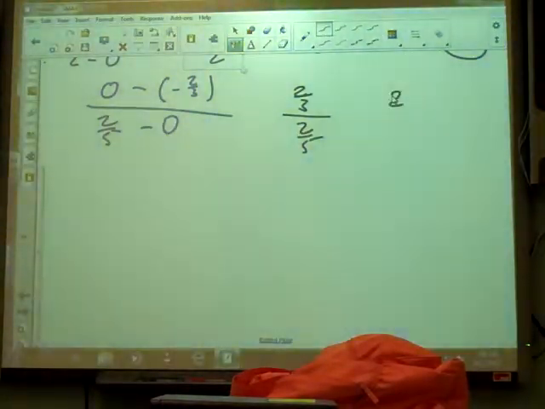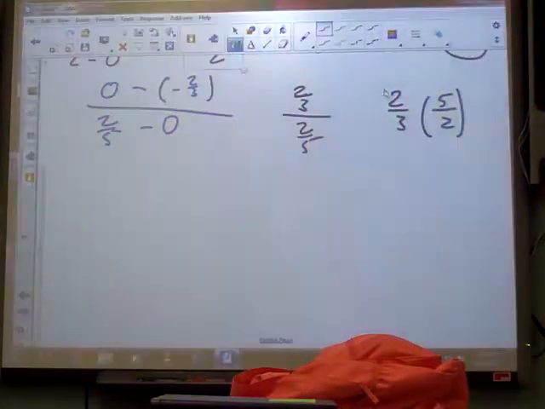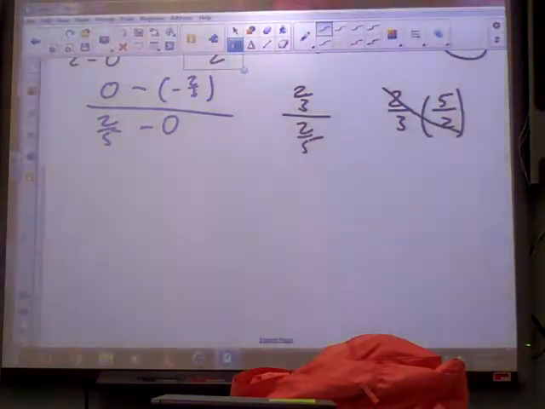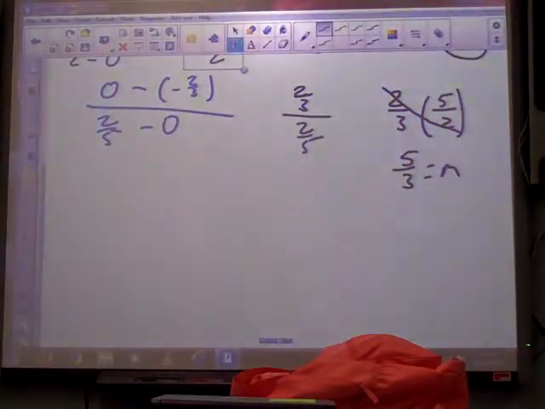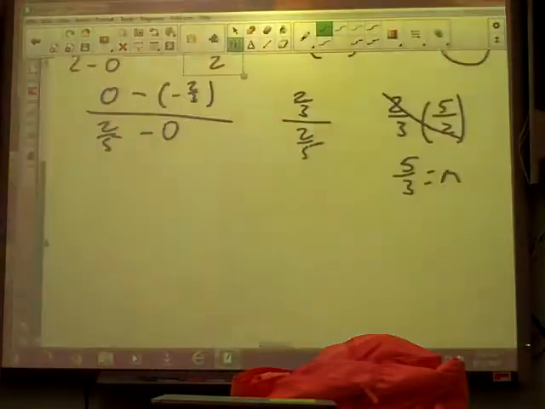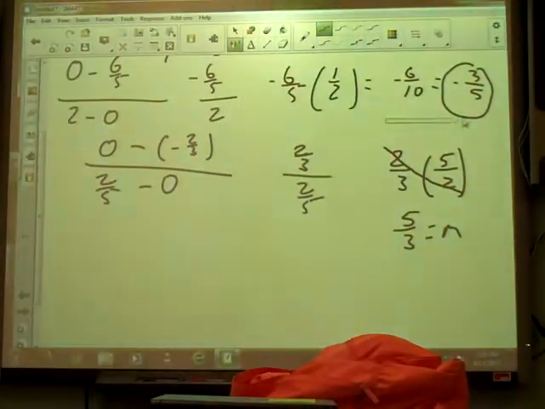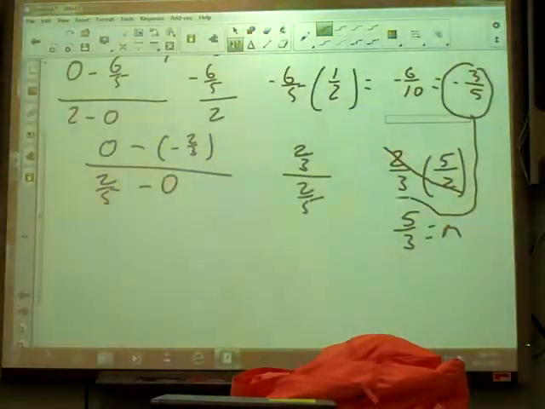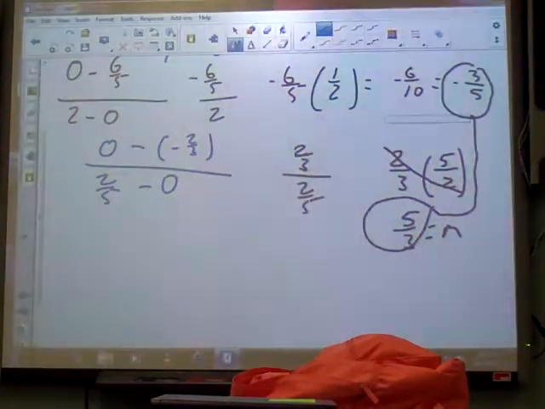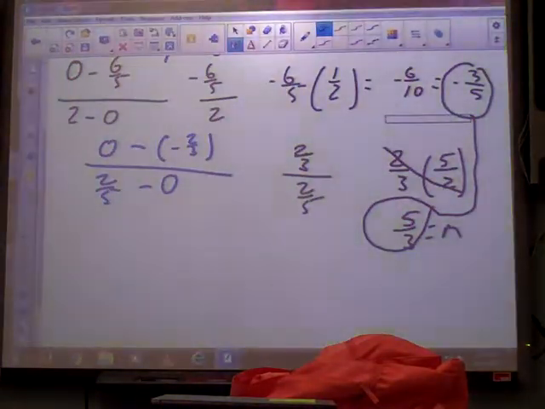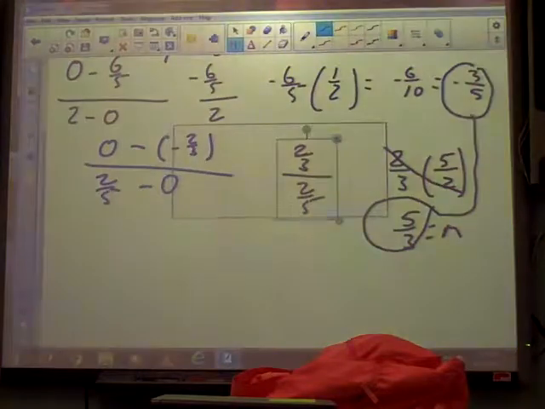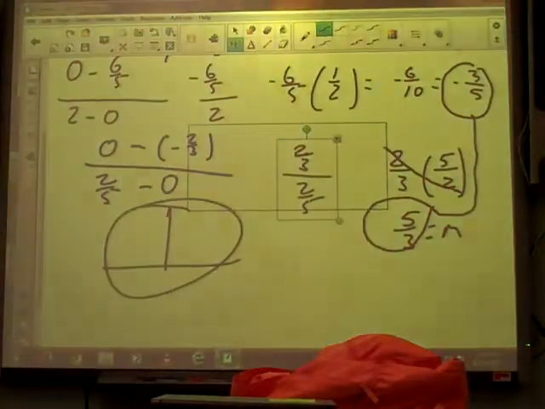Dividing by fractions is the same as multiplying by the reciprocal. 5/3. Is that what you got, Caleb? Yep. So that line had a slope of 5/3. Okay, what was the slope of our other line? Negative 3/5. So I'm comparing 5/3 with negative 3/5. They're not the same, so they're not parallel. They are opposites. I got one negative and one positive. Are they reciprocals? Yes, they are. So that means that those lines are perpendicular.